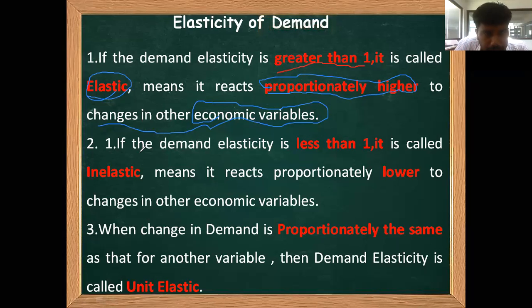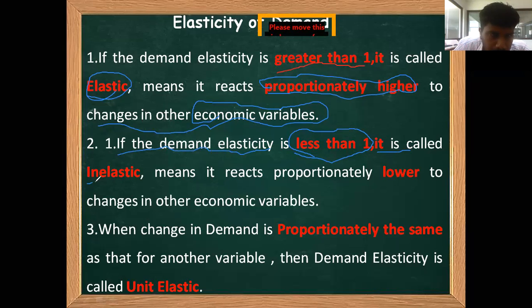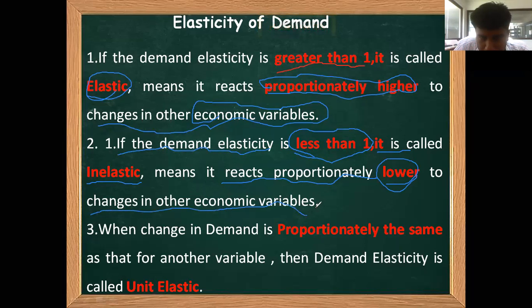So next condition: if the demand elasticity is less than 1, it is called inelastic. It is going to shrink. It means that it reacts proportionally lower to the changes in the other economical variables.